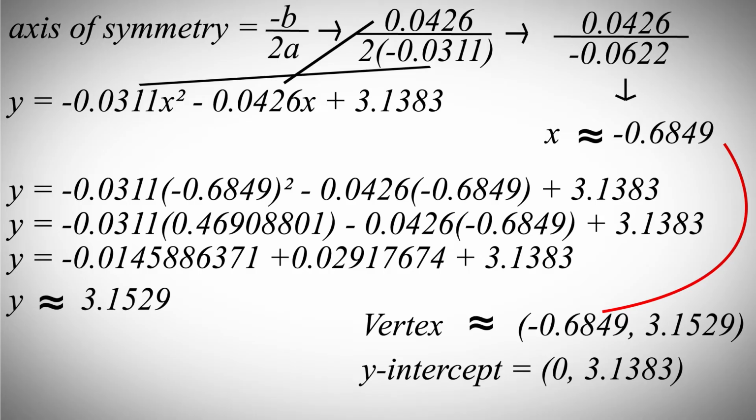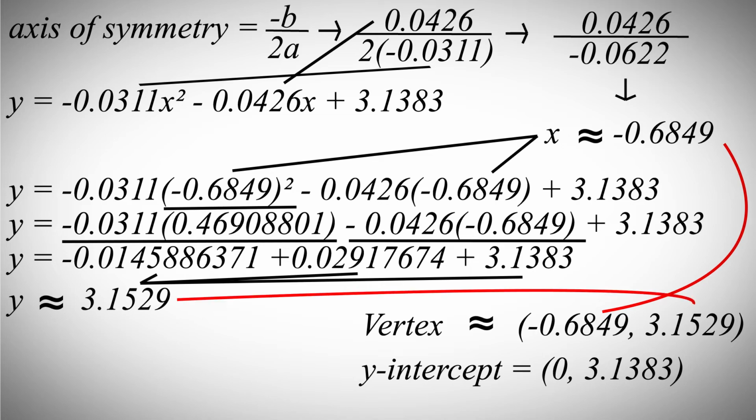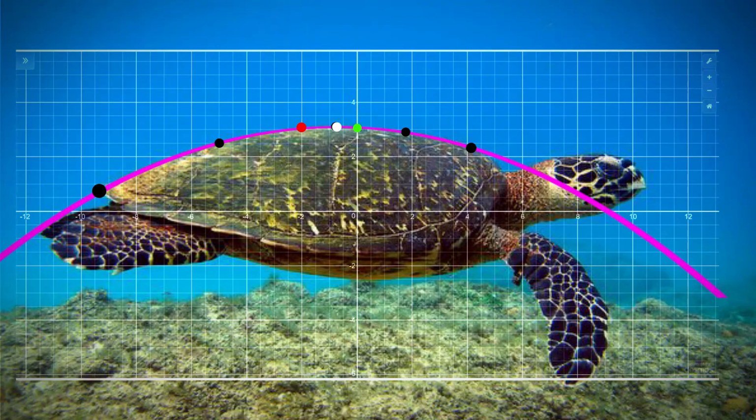We can then input this value for x in our quadratic regression equation to get the y value of our vertex. Let's plug in negative 0.6849, square this, multiply both of these, and add all of this together. What we have now is the y-coordinate of the vertex, which is approximately 3.1529. Therefore, our vertex is approximately (-0.6849, 3.1529). To find the y-intercept, it is very simple. We just take the constant term at the end because the other two terms will evaluate to 0. Our y-intercept is approximately (0, 3.13). And I believe that's it.